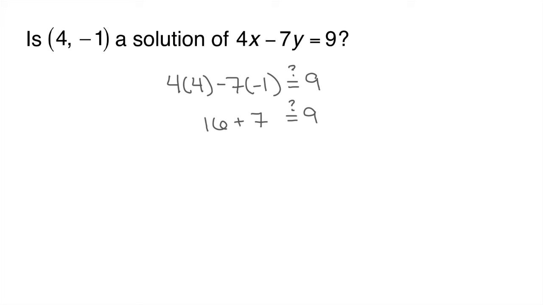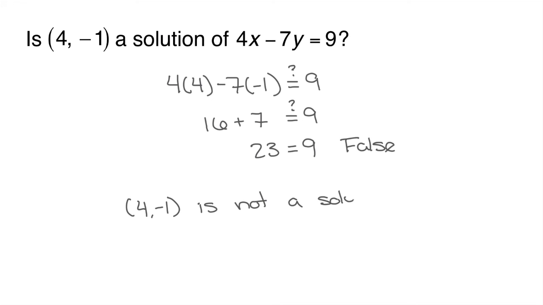Adding on the left side, 16 plus 7 is 23, and so the equation becomes 23 equals 9. 23 does not equal 9. This is a false statement, and therefore, the ordered pair (4, -1) is not a solution of the equation 4x - 7y = 9.